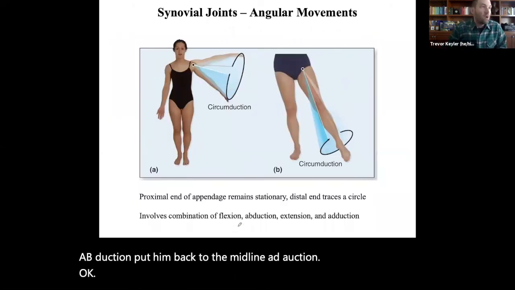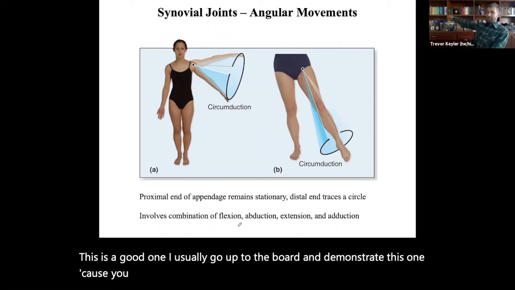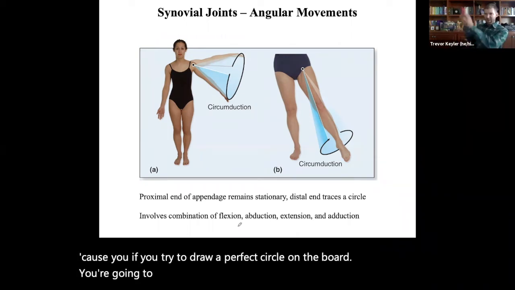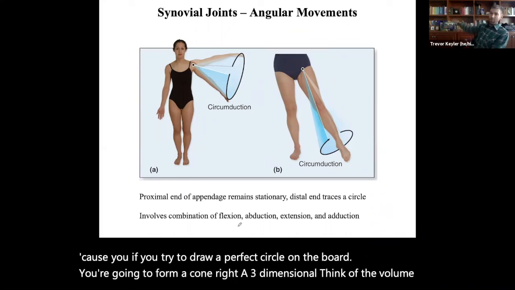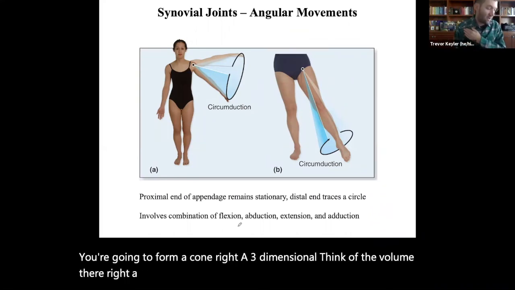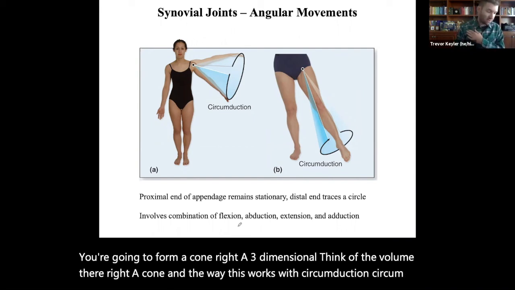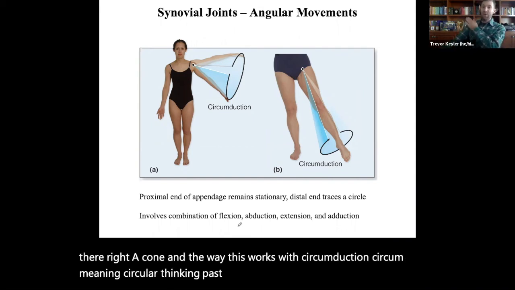This is a good one. I usually go up to the board and demonstrate this one because if you try to draw a perfect circle on the board, you're going to form a cone, right? Like a 3-dimensional, think of the volume there, right? A cone.